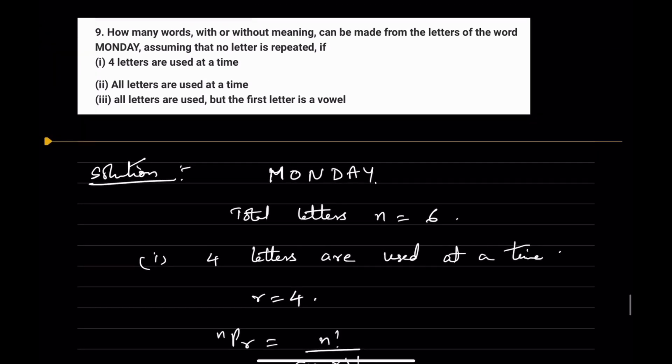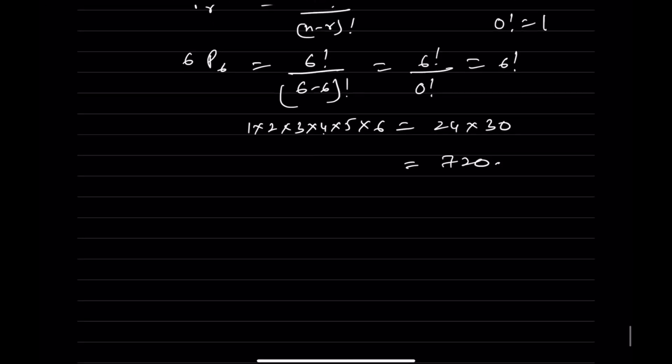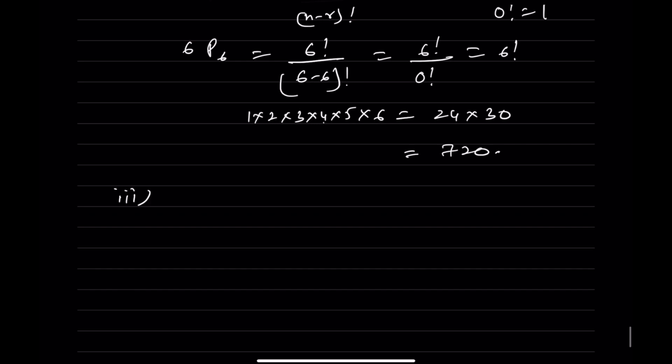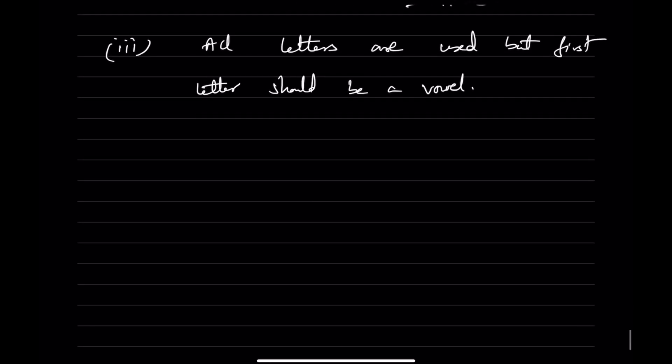From this we can be formed. Now all letters are used, but the first letter is a vowel. So now all letters are used, but first letter should be a vowel. So now we're actually using the multiplication principle. It will become easy. Okay, so multiplication principle, what is it? We'll see.